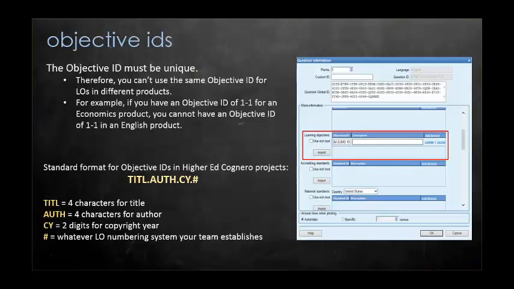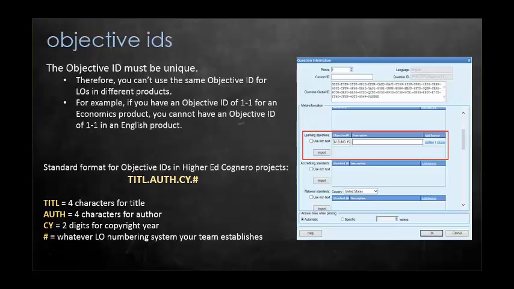So let's talk about objective IDs. The most important thing is the objective ID must be unique. Therefore, you cannot use the same objective ID for LOs in different products. For example, if you have an objective ID of 1-1 for an economics product, you cannot have an objective ID of 1-1 for an English product. If that were the case, the objective ID for the English product would be the exact same as the economics one. They would be linked together.